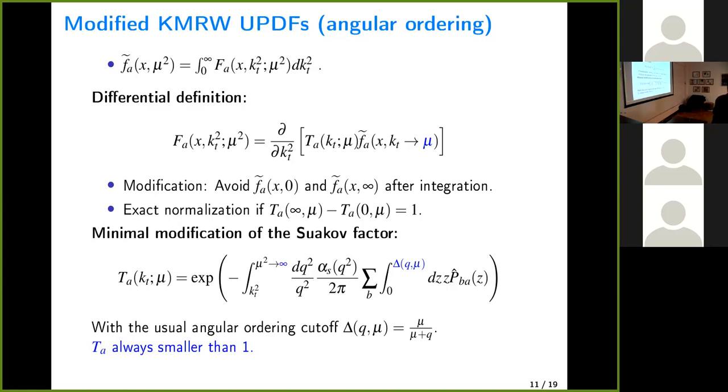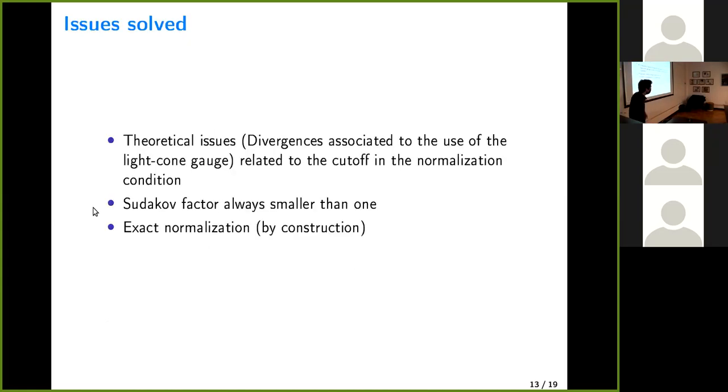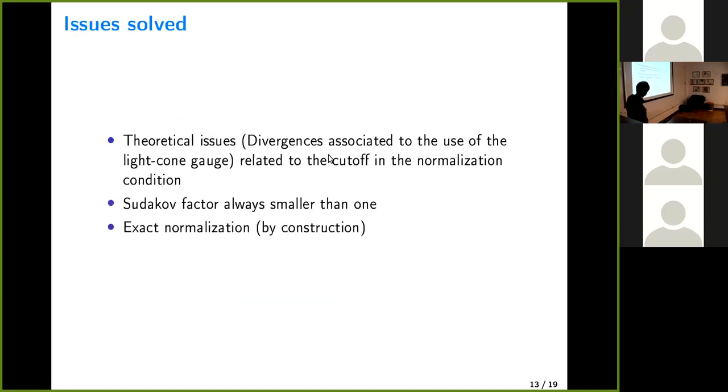Now, this kind of MR PDFs are not extracted from data, they are simply built from quantum PDFs. Okay, so this is the plot here. Let me tell what issues we already solved. As I was saying, since we are now using this normalization, first we do not have the issue with the divergences associated to the use of the light-cone gauge, and I cannot, sorry, give more details on this.